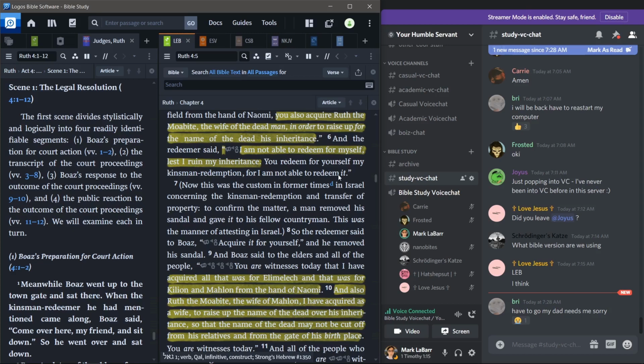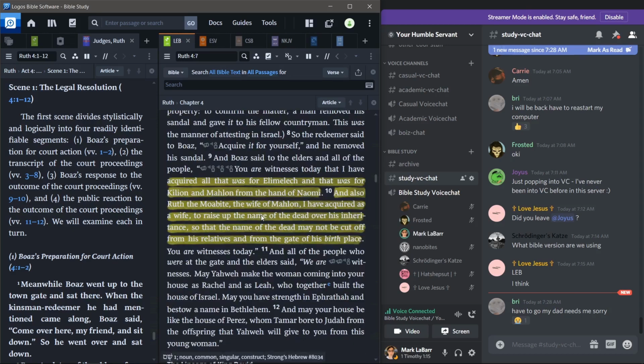He might not even be able to afford it either. Whatever the case may be, he decides not to go along with this. So he says, you redeem for yourself my kinsman-redemption, for I am not able to redeem it. And at this point, the readers' hearts will be lifted up, and Boaz himself probably has gotten super excited at this point, when his hopes were pretty much dashed right earlier.